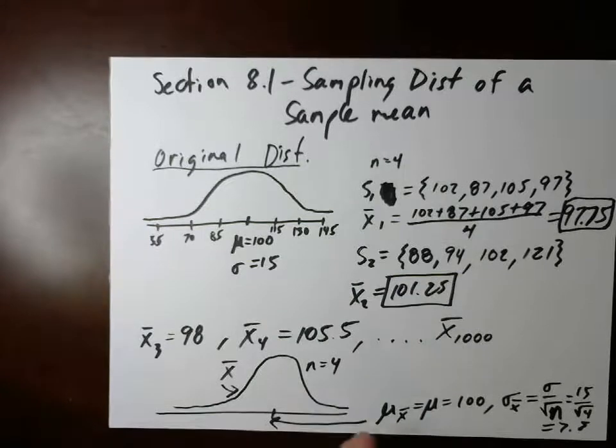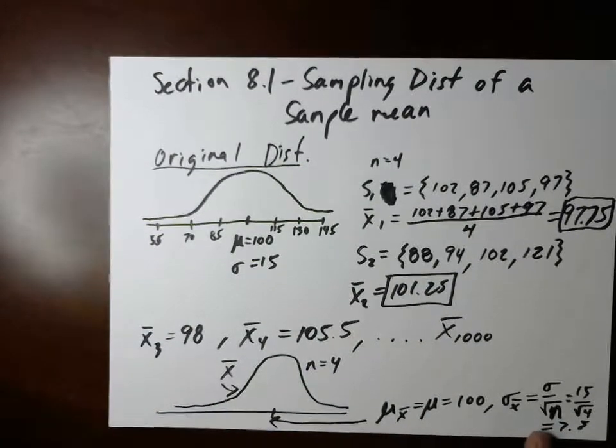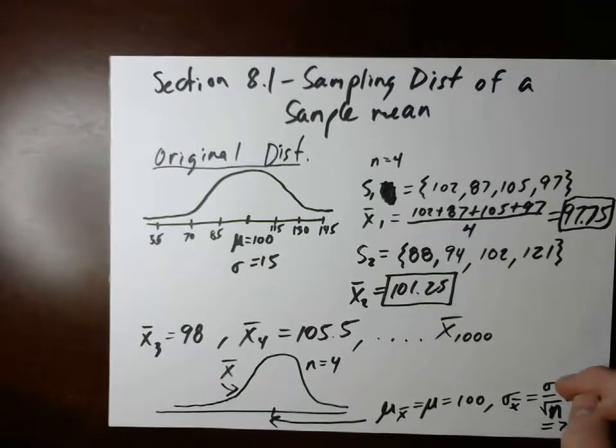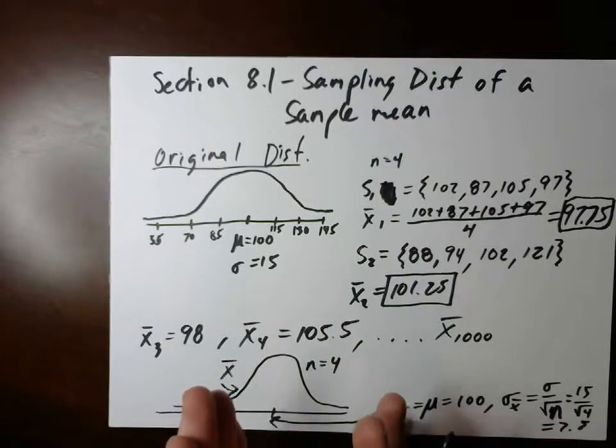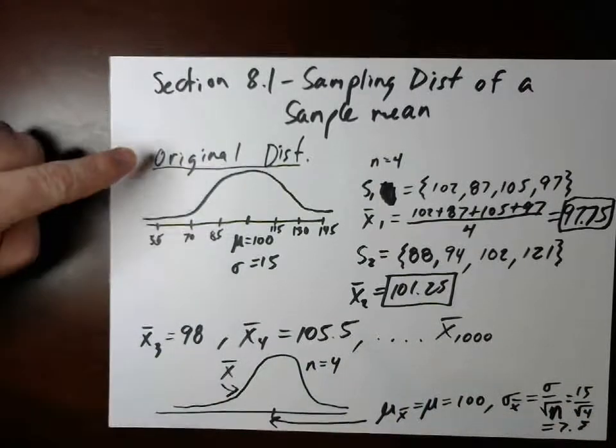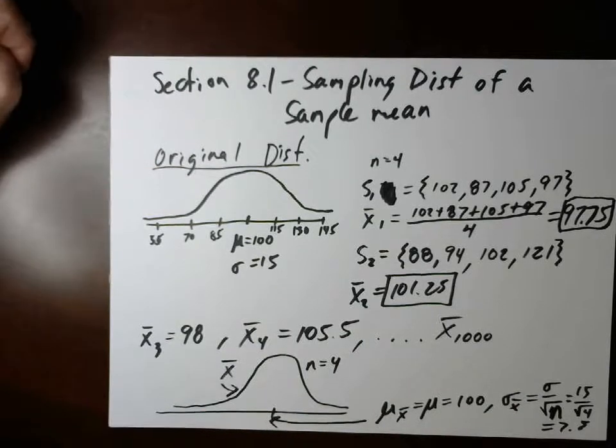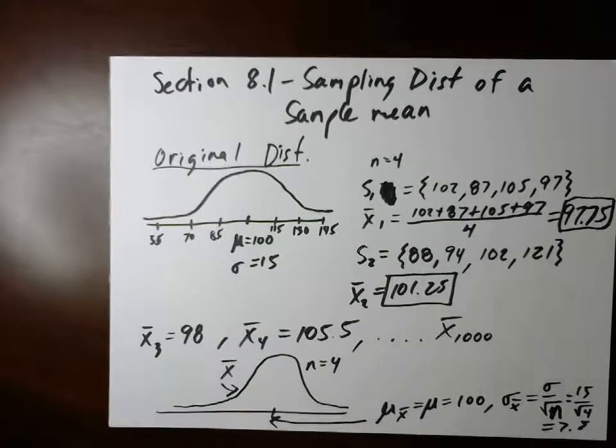Now I mentioned it's a skinnier distribution, and you may remember from Math 243, it's because of this relation of sigma divided by the square root of n. As n increases, your distribution is skinnier and skinnier compared to the original distribution. So this is just a general idea of how we build a sampling distribution to visualize it. So let's go ahead and practice a problem.